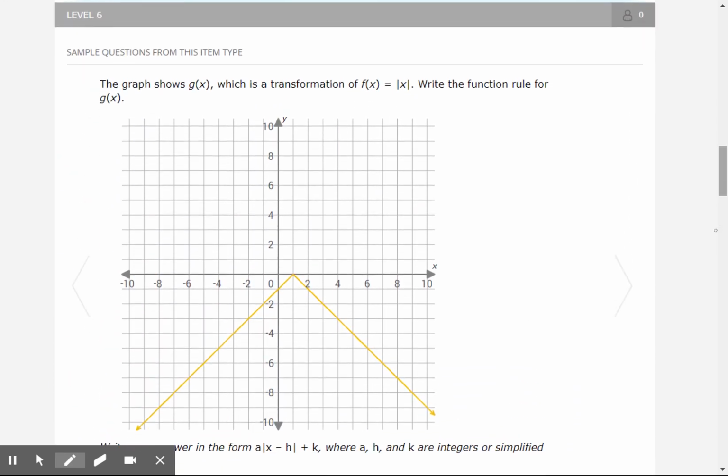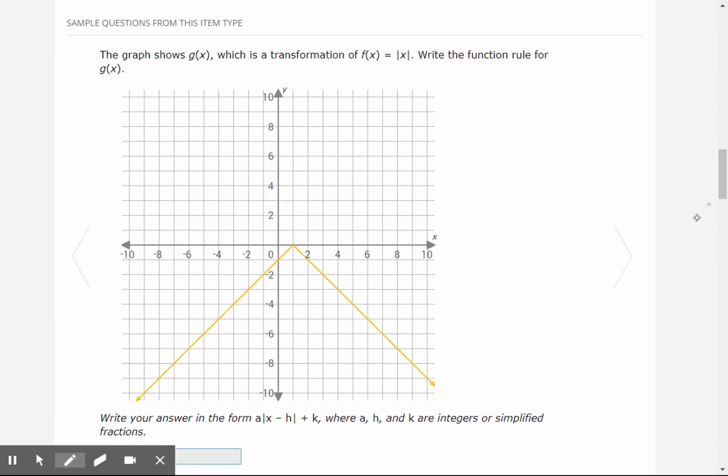Looking at level 6, we see another graph. We're going to do the same concept. We're going to write our function. So I look at my vertex. It went right 1 unit for h, so it went a positive 1 unit. But it didn't go up or down. So my k value is just 0. My slope, we notice we are going down. So a is actually going to be negative.